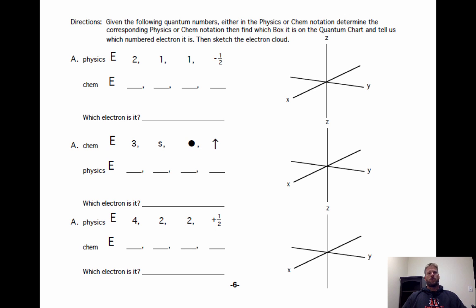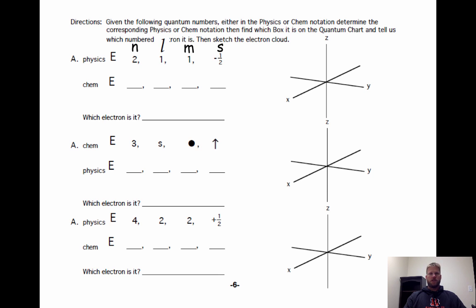If we were to give you four sets of quantum numbers, you should be able to tell us the identity of that electron. What electron are we talking about? So in this first example, we give you the physics notation. We give you the four quantum numbers, N, L, M, and S, and we give you their numerical values, 2, 1, 1, and negative 1/2. You should be able to tell us the chemistry notation and what electron this corresponds to.